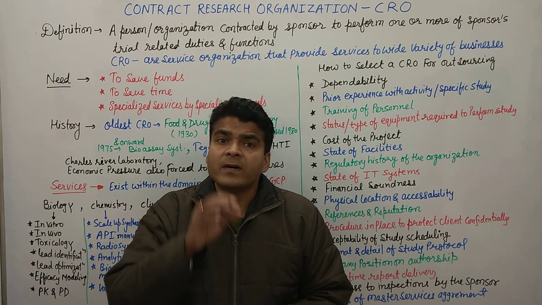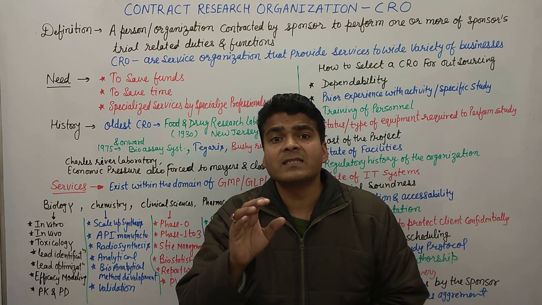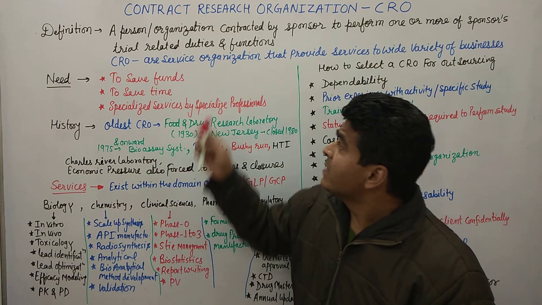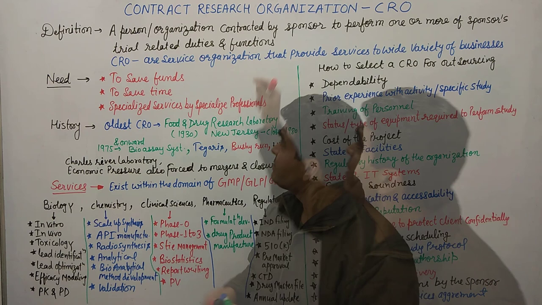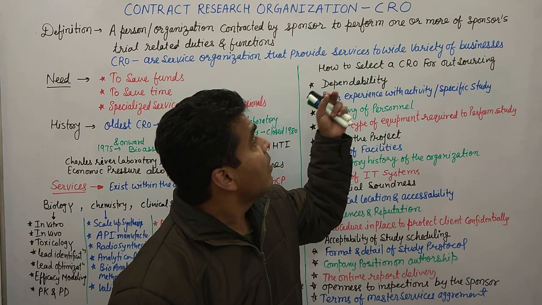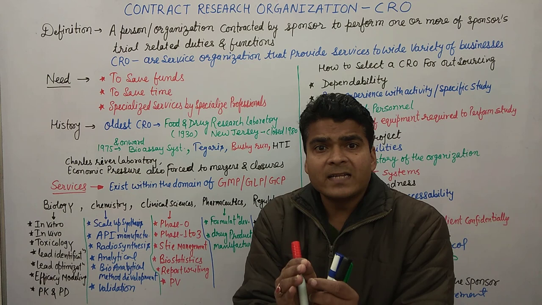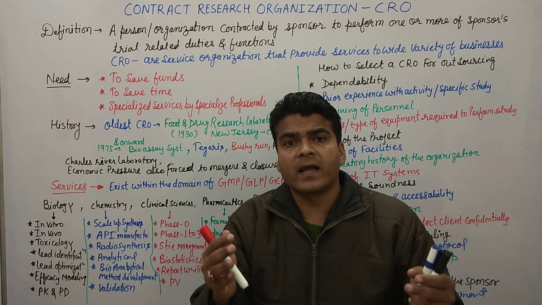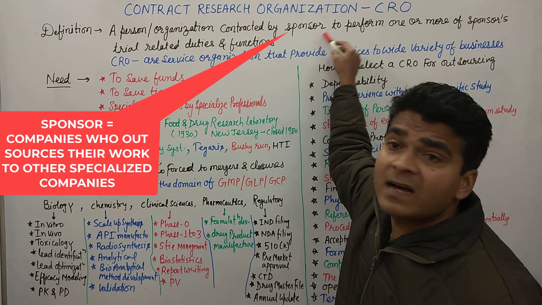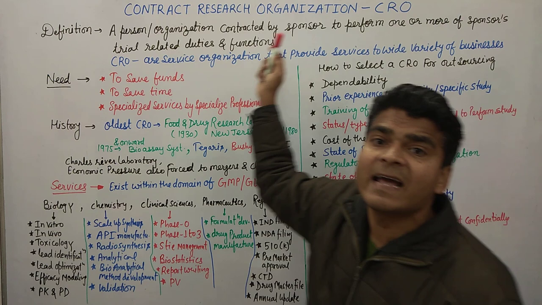Okay, so first we understand what a CRO or contract research organization is. First we understand the definition of CRO. Particularly, a CRO is a person, or generally mostly an organization, contracted by a sponsor to perform one or more of the sponsor's trial related duties and functions. So first understand this point. A CRO is basically an organization which takes work from another, bigger organization. It is contracted by a sponsor. A sponsor means another organization, to perform one or more of the sponsor's trial related duties and functions.